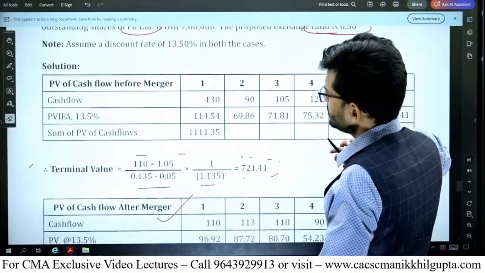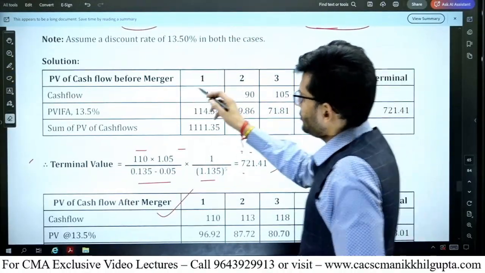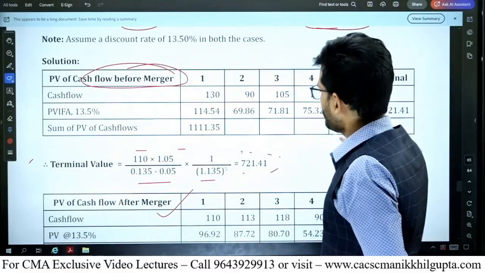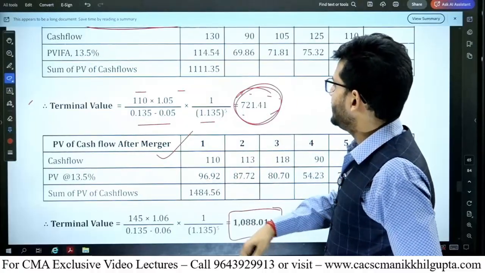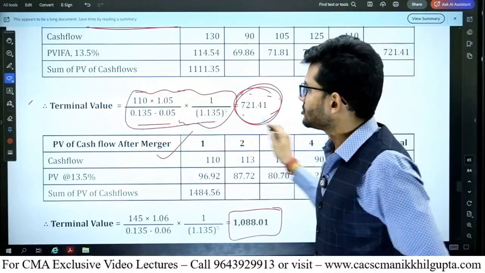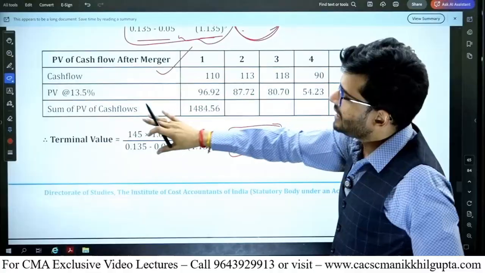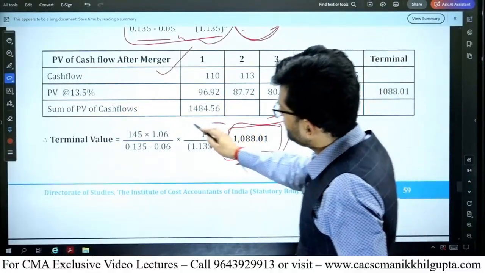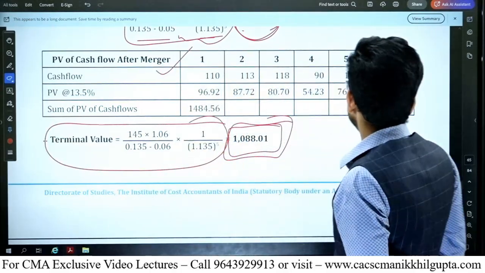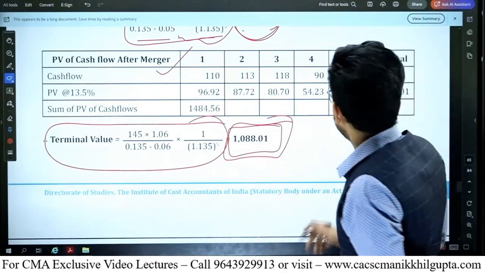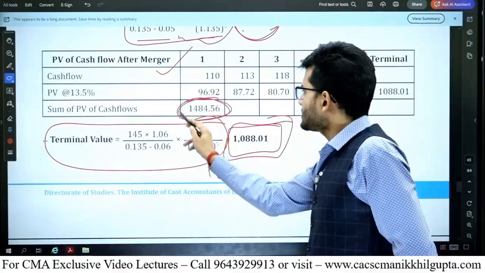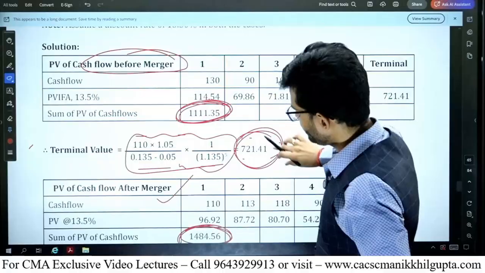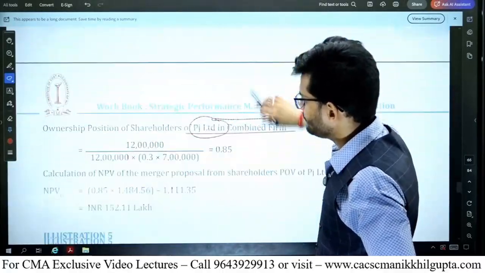So let's do the computation now. First I'm going to take the cash flow before the merger. Present value is required to be calculated. So before merger, present value of cash flow is 721.41. The terminal value is also computed in this question, guys. And present value of cash flow after the merger, it is 1088. Again, we are calculating the terminal value also in this particular question. So we are taking both of them. This is the sum of present value of cash flow after merger, and this is the sum of present value of cash flow before the merger. So this is the additional benefit that we are going to accrue.